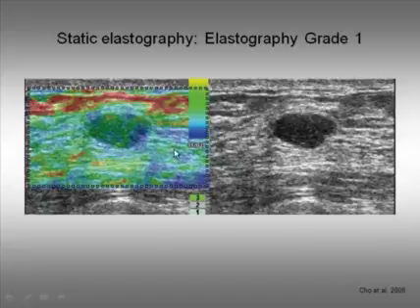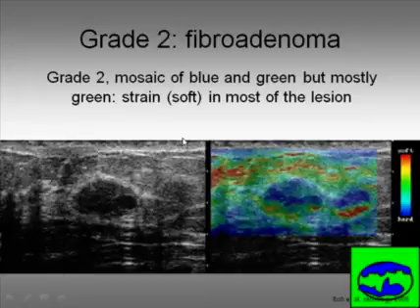So grade 1 lesions are considered benign. Now grade 2 lesions have a little bit of firm tissue, but not very much, and the color map is described as a mosaic appearance. And here's the pictogram showing you that there's going to be some mixture of blue, but predominantly green, and it's a little bit randomly distributed.